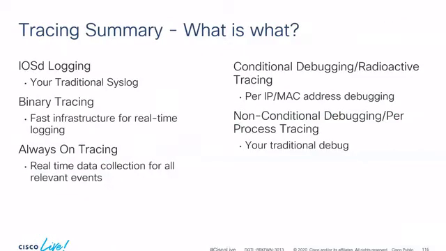So to quickly summarize, there are 5 different types of tracing available. ISD log is a Syslog. Binary tracing is the infrastructure which runs all of the other tracing. Always on traces are real-time collection of events that provide a look back. Conditional debugging is where you're actually debugging based on a given condition. Non-conditional is also debugging, but it is not based on a condition, and it is at a process level.